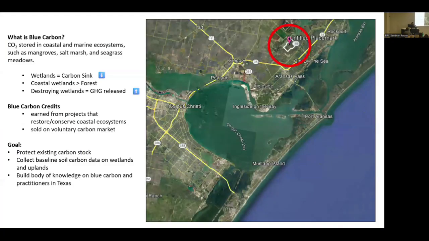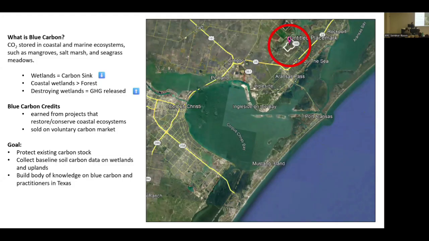So for this presentation, brief overview of blue carbon, and then sort of get into what we did on the project and where it actually ended up. So I think there's been a few blue carbon presentations. We won't spend too much time on that, but when we say blue carbon, we're specifically talking about the carbon that's stored in coastal ecosystems. So mangrove marsh, seagrass meadows, and salt marsh, which is what we had at the Fort Bay Ranch.